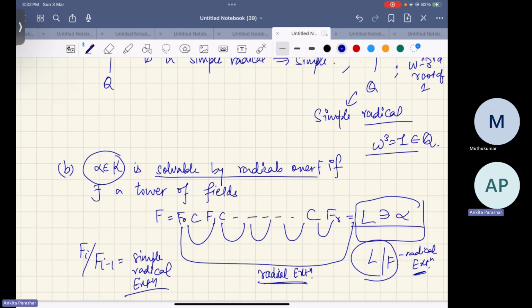So some L, we don't know how. The condition alpha to the power n_i belongs to F_(i-1) for each i. Alpha to the power n_i, yeah, exactly. That is the same. I mean, is this what you're trying to say? So this condition is also required for solvable by radicals.